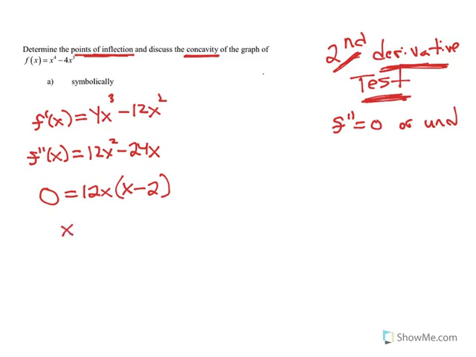So your zeros for the second derivative are going to be x equals 0 and x equals 2. And we don't call these critical numbers. These are possible points of inflection. So these are our possible points of inflection.